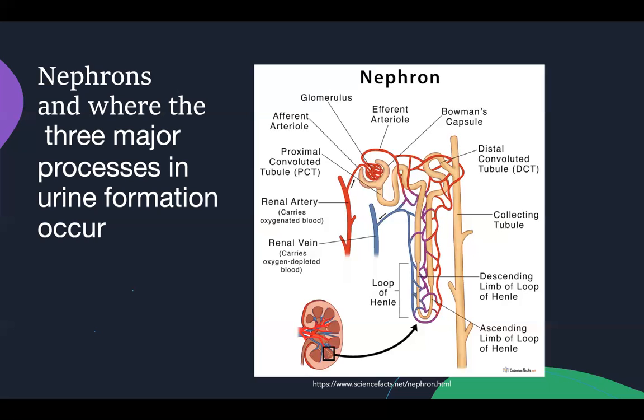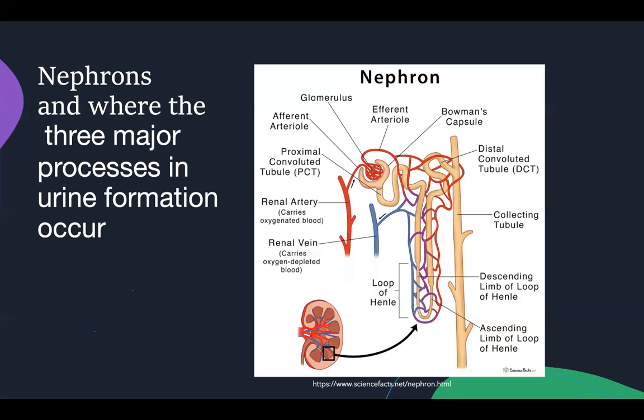In respect to reabsorption, most of the fluid and its contents are reabsorbed in the PCT, loop of Henle, DCT, and the collecting ducts. Most water is recovered during the PCT, the loop, and the DCT. Only 10% reaches the collecting ducts, however.